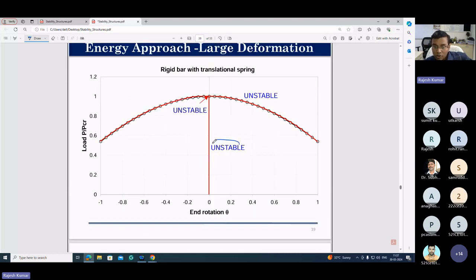So this is wrong here. This is your stable path here. By mistake, I have written unstable. From this to this, the path is stable, but exactly at PCR you have an unstable state, and with large deformations also you have unstable.